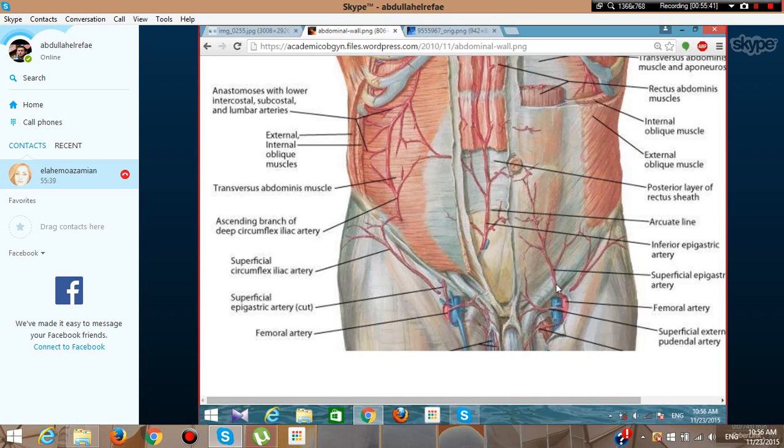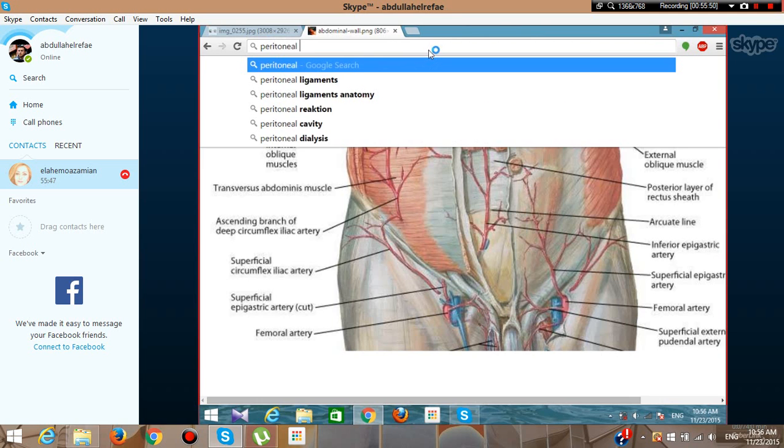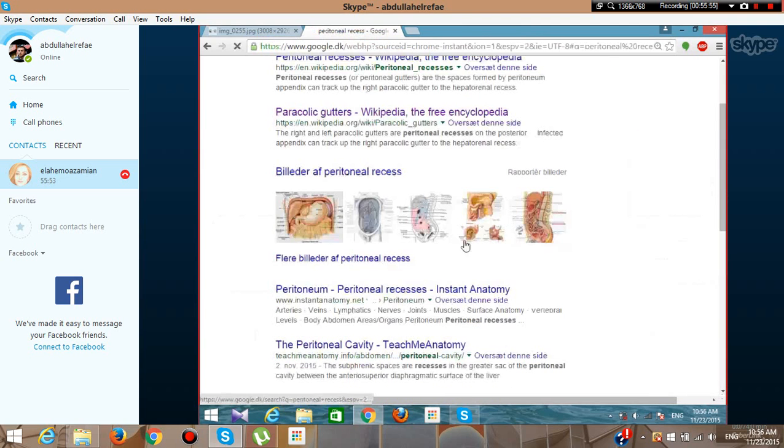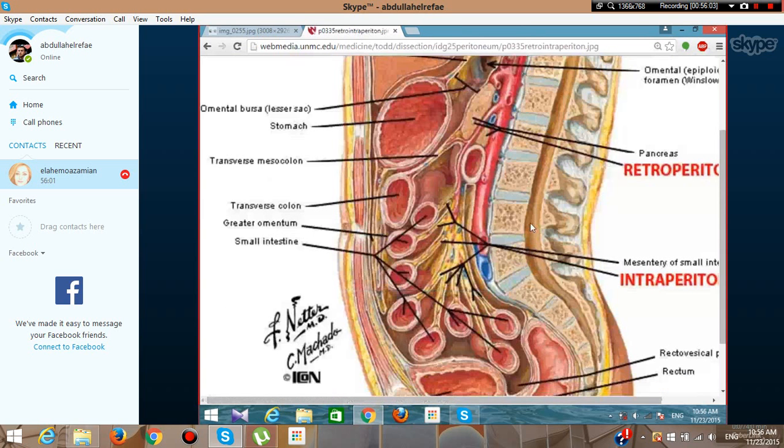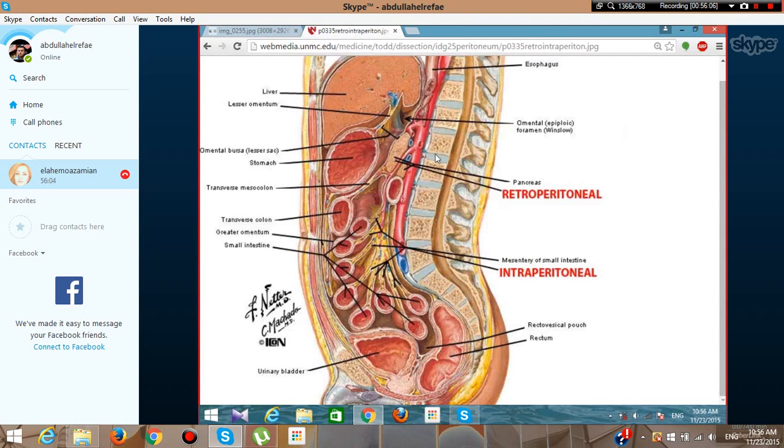Before, we didn't talk about the peritoneal recess, right? It was left. First, I'll show you here. What is a recess? It's a space, right? We divide the peritoneal recess into two: recesses of the lesser sac, which should be somewhere here, and recesses of the greater sac. It means in the cavity.